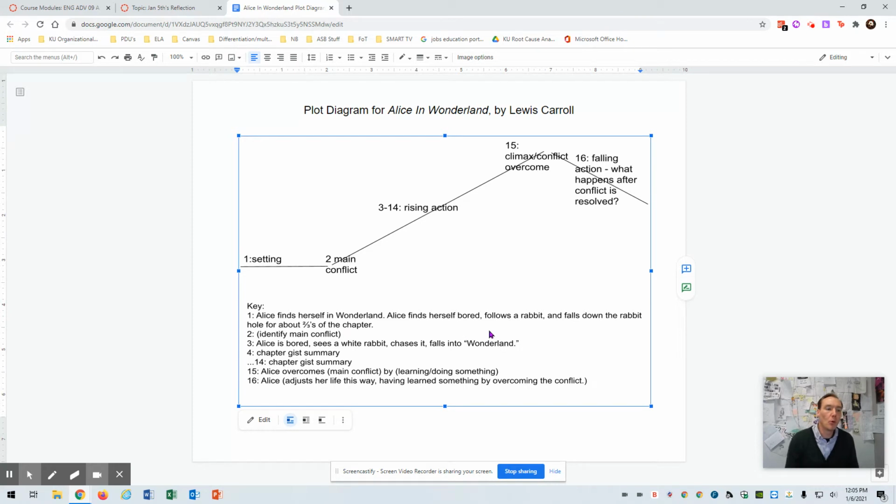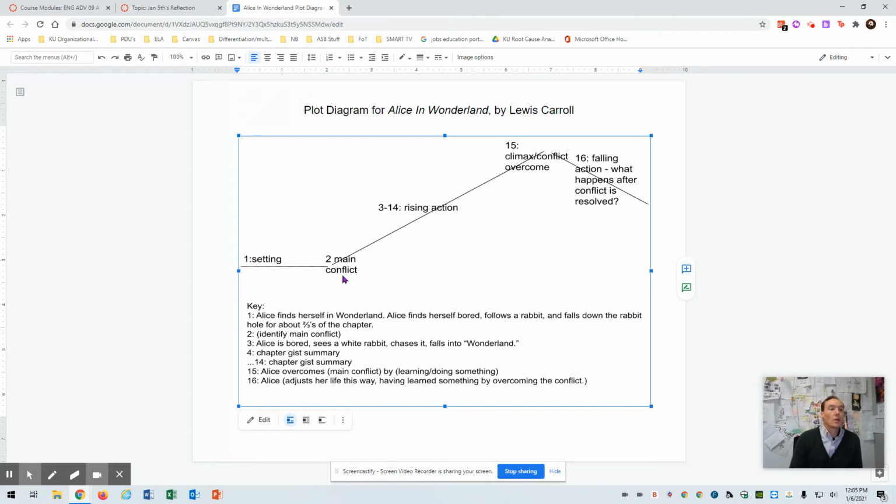Alice finds herself bored, follows a rabbit, and falls down the rabbit hole for about 2/3 of the chapter. So there are two settings there. There's the setting of the book, Wonderland, and then there's the setting of the chapter, which maybe I should have put in number 3 here, right? The first rising action of the book. It's okay. It's not a big deal.